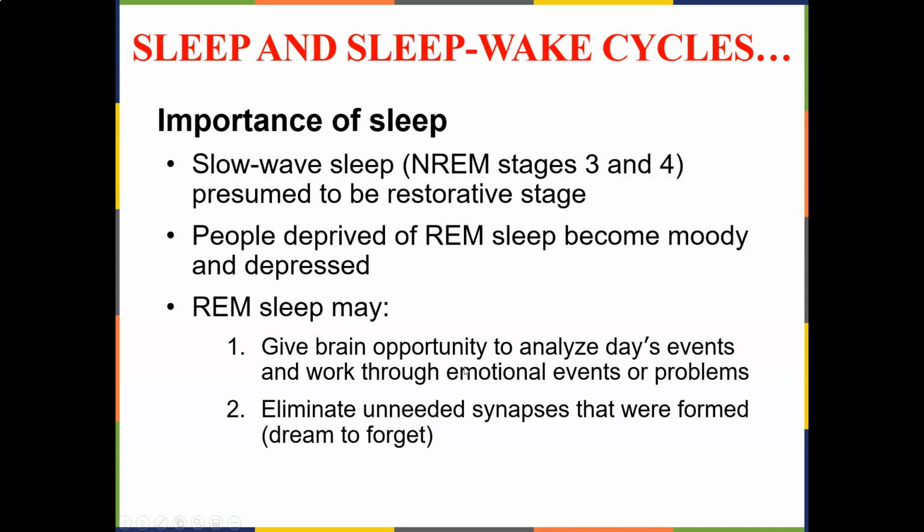Importance of sleep: slow wave deep sleep, stages 3 and 4, is presumed to be the restorative stage, so that's how your body restores. So a good night's rest is definitely beneficial. People deprived of REM sleep become moody and depressed. REM sleep may give the brain opportunity to analyze the day's events and work through emotional events. That's why they always say sleep on it. When you sleep on it, you might have a clearer thought in the morning. So you don't want to make decisions like buying a house or getting married without sleeping on it first, because you might have a different perspective on it.